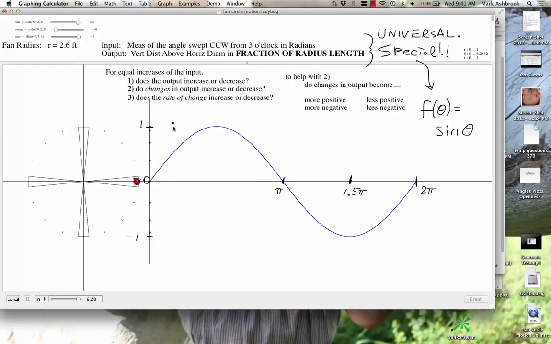So now what if, for the fan example, I want to change this function so it outputs in feet? What is the highest in feet that it gets? 2.6. This is still 0 feet. And then the lowest that it gets? Now I want to use this function to write a second function that outputs the height of the bug above the horizontal diameter in feet.